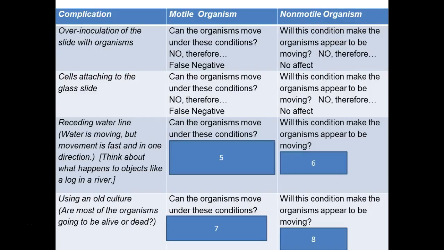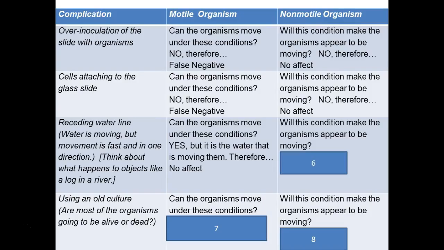So when I squished that one earlier, I was like, oh, I got a receding water line because everything was moving fast and all in one direction. Then the water settled, and then I could see individual cells moving. So if you don't recognize this, is that a big deal for a motile organism? Not really, because they're going to move anyways, right? So this wouldn't have any effect.